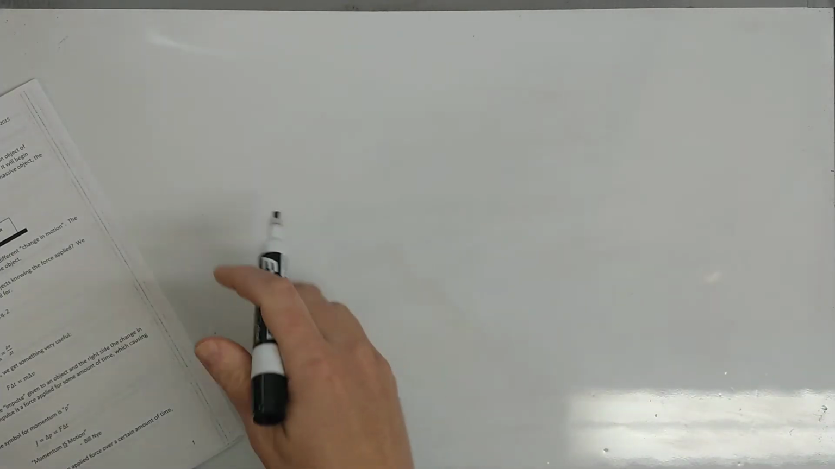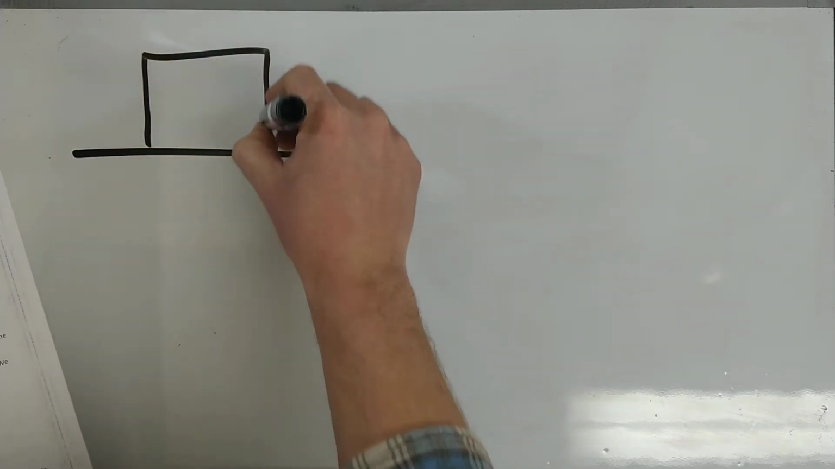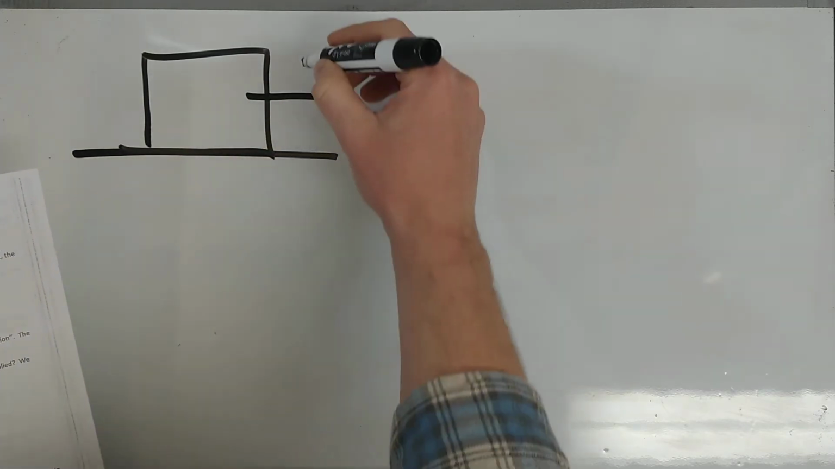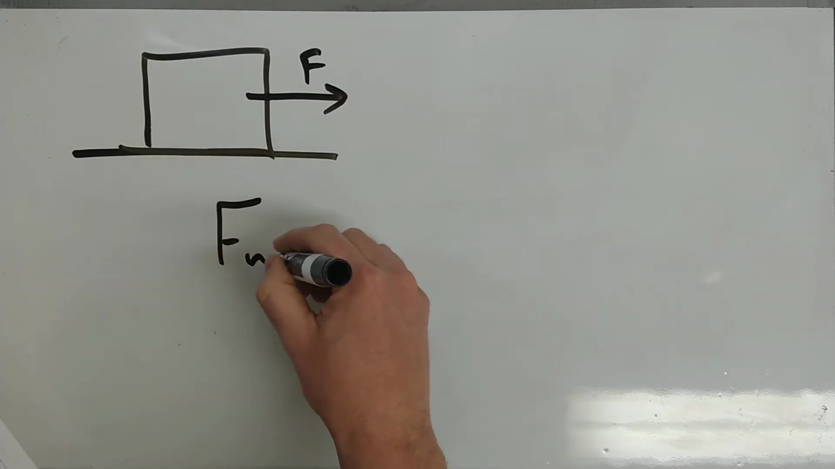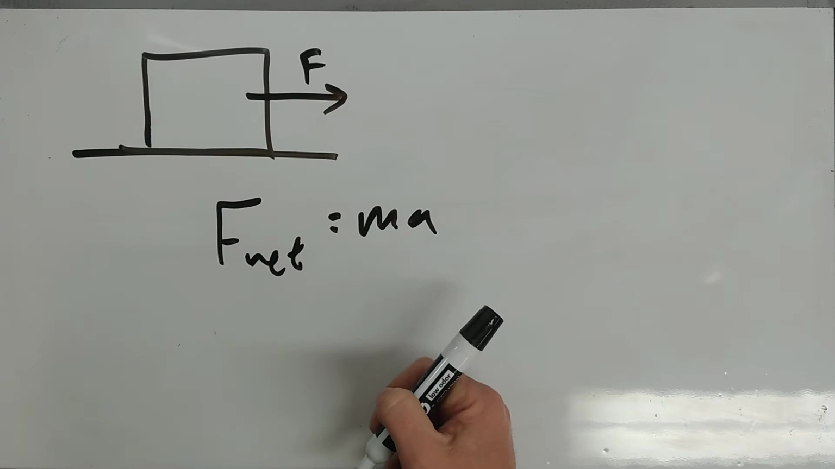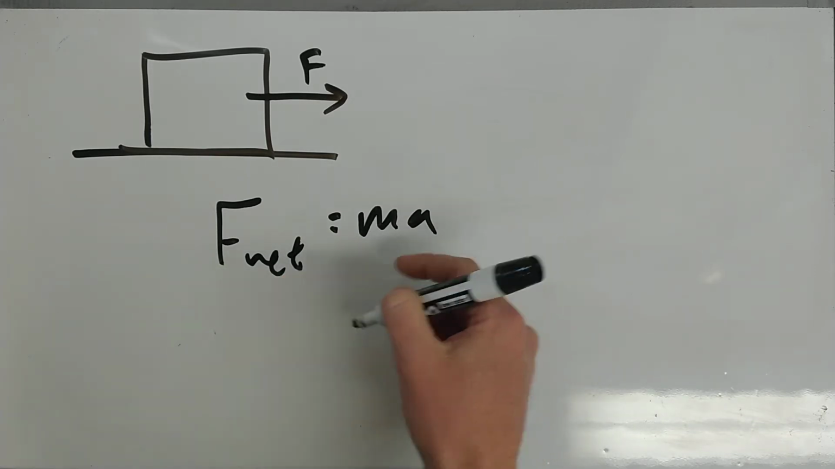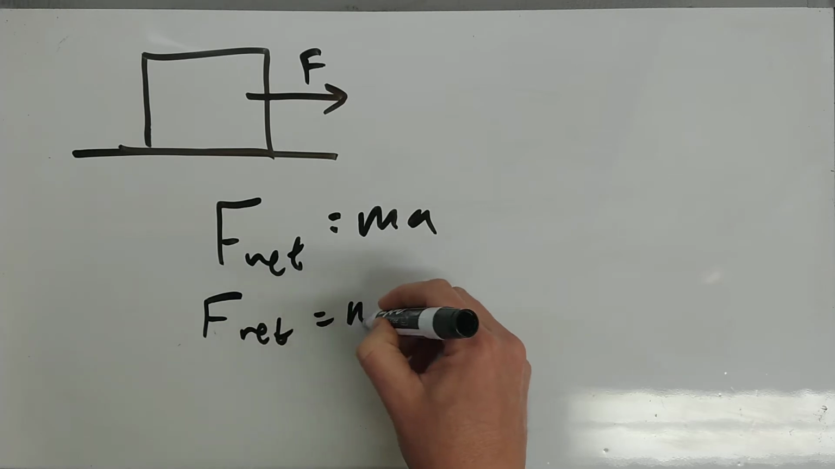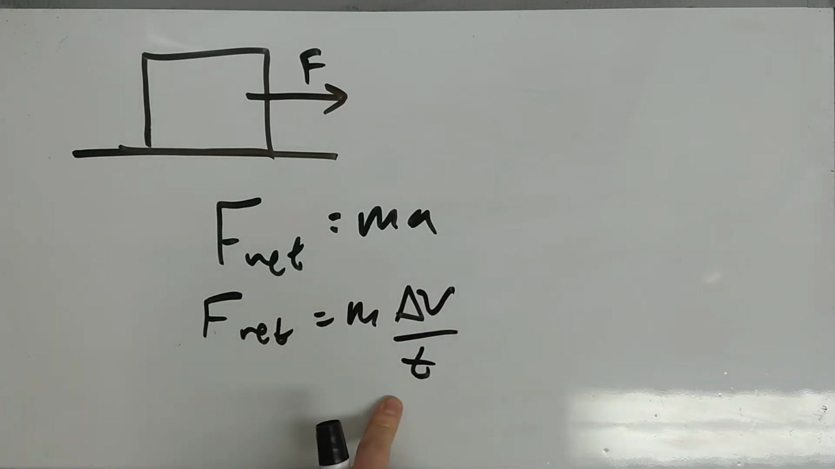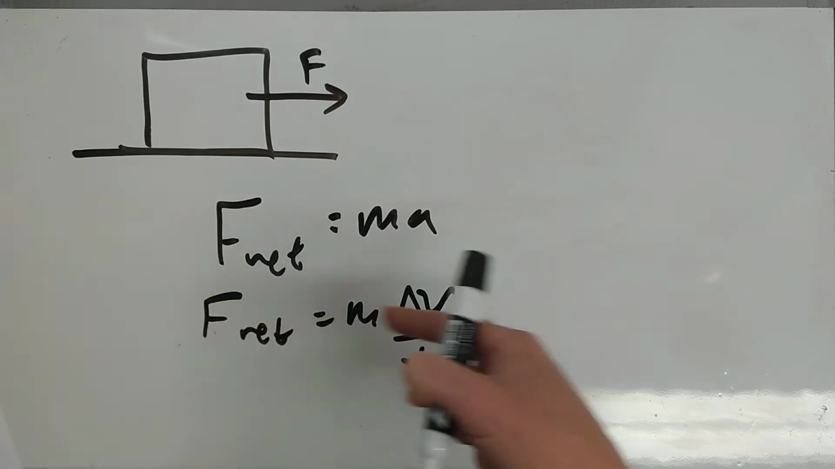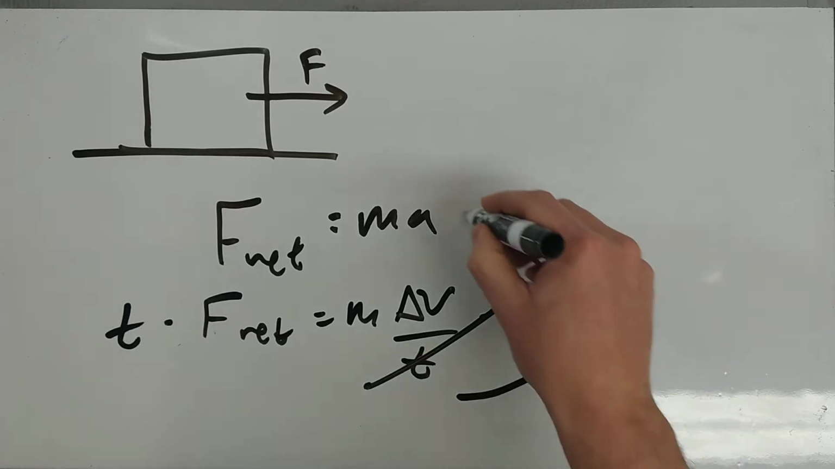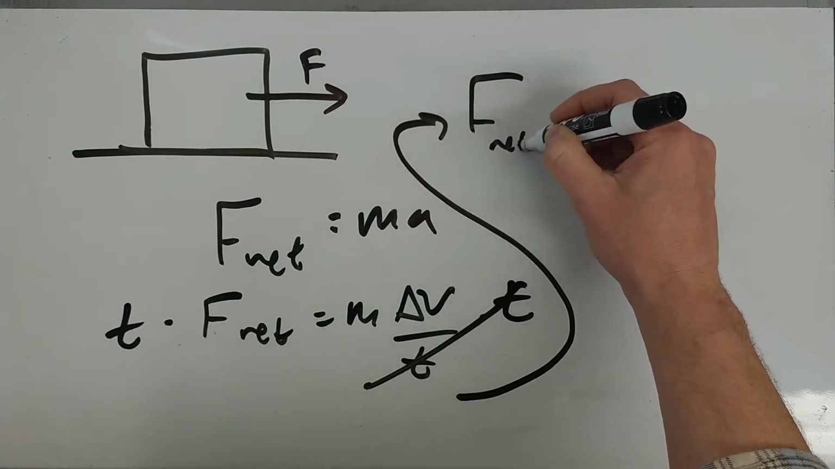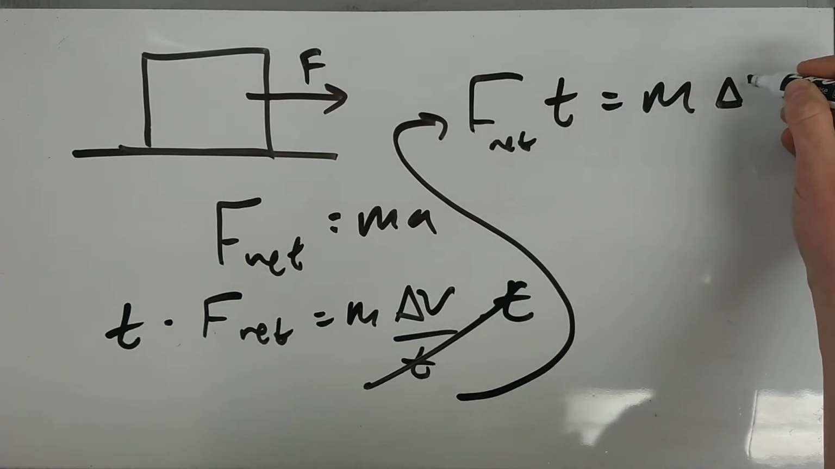Anyhow, when we apply a net force to something, we give it an impulse, we change its momentum. So how do we define impulse? Well, it all starts with F net equals ma. And we plug in the definition of acceleration, F net equals m delta v over t. Then we rearrange this equation, multiply both sides by t, and rewrite it a little bit. We say F net times time equals m delta v.